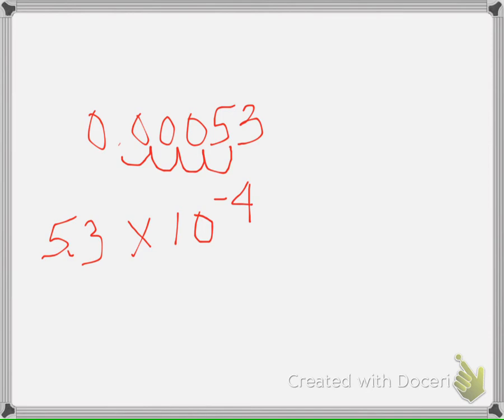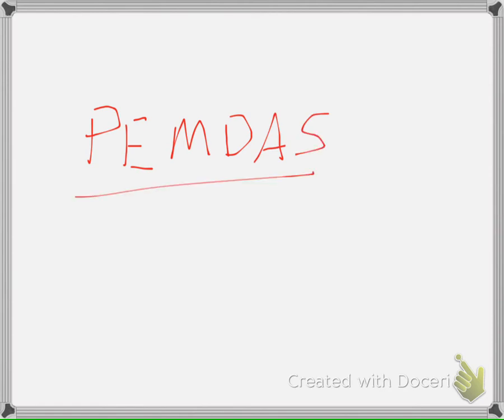Okay, now I want to show you one more thing, and that's how to multiply and divide numbers that are in scientific notation. So first let's review our order of operations. Please excuse my dear Aunt Sally. We're going to do anything in parentheses first, and then our exponents, and then multiply, divide, add, and subtract.